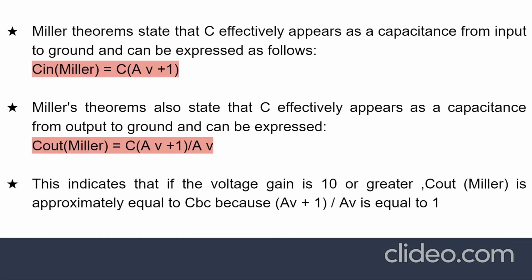Miller's theorem states that C effectively appears as a capacitance from input to ground, expressed by the formula C Miller equals C into (AV plus 1). It also states that C effectively appears as a capacitance from output to ground, represented as C out Miller equals C into (AV plus 1) divided by AV. This indicates that if the voltage gain is 10 or greater, C out Miller is approximately equal to CBC, that is C, because (AV plus 1) by AV is approximately equal to 1.